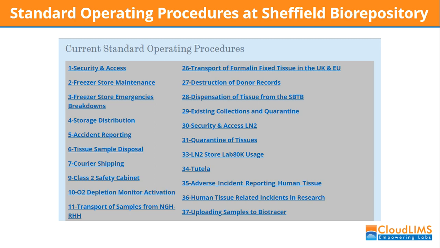The biorepository has many standard operating procedures. We make these publicly available on our website. They include methods for storage, distribution of samples, recording and reporting any accidents, any incidents relating to the secure storage of human tissue, and also the use of the software that we use to upload and store sample information and for data retrieval.